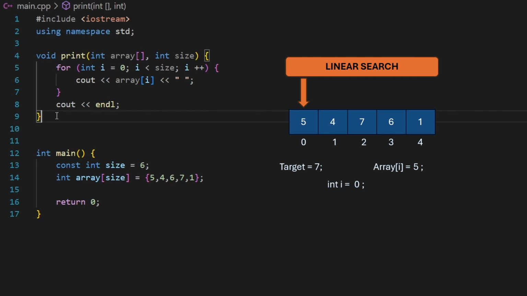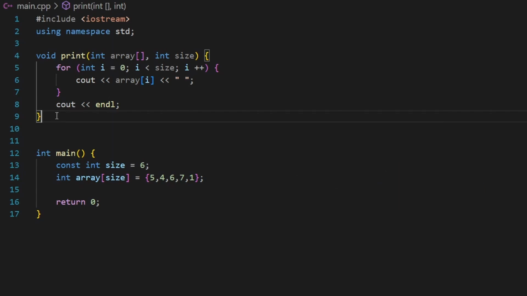So basically it searches for an element by going through each element inside the array and compares it with the target element. If it finds the target element, it will return the index or the position of this element.